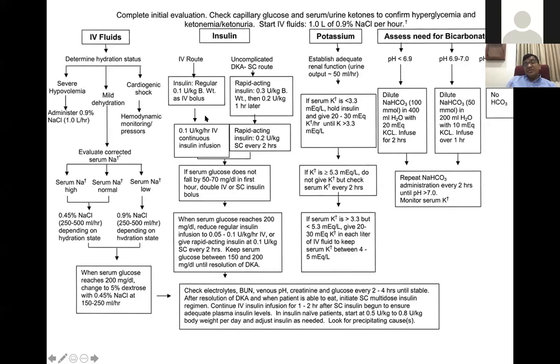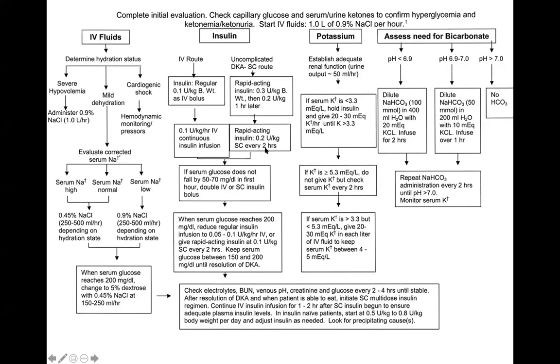Then what is the usual dose? It's about 0.1 units per kg bolus followed by the same dose per hour. I think in some of the guidelines, particularly in mild DKA, they mention rapid acting insulin subcutaneously. But for your purposes, don't try to mention that in answers.